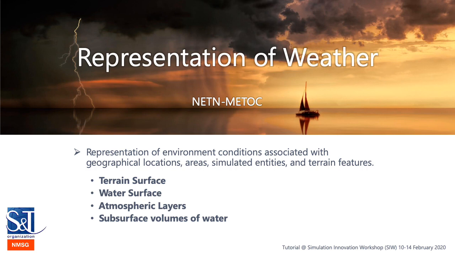We are focusing on terrain surface weather, water surface weather, atmospheric layers, and subsurface volumes of water. So we're trying to address all the domains. Space is not in there right now, but these are the domains that we are addressing. This is currently being tested in another research task group for dynamic terrain, MSG 156, so we are still getting feedback on this. It's not been decided whether to include it in version 3, but it's based on a bunch of input from different federations, and we really want to bring it into version 3, but we'll see if we can complete it in time.